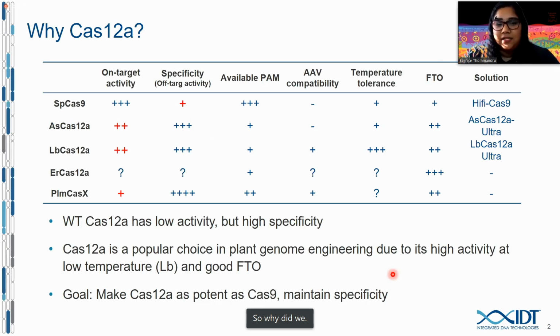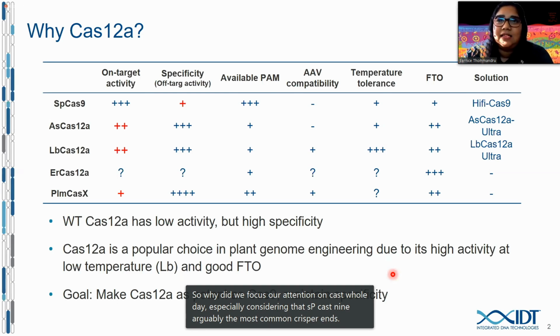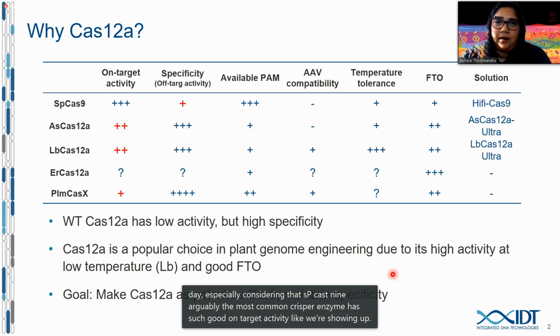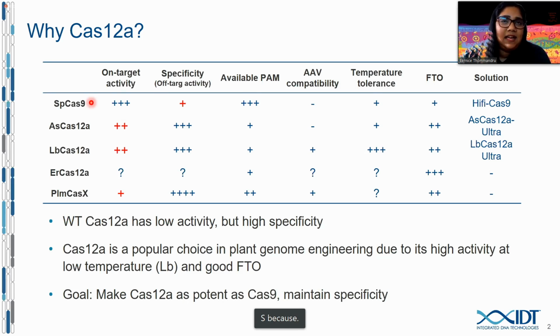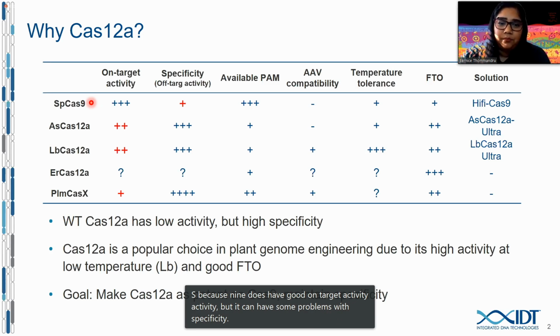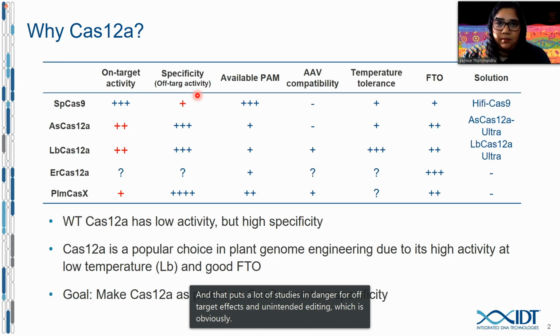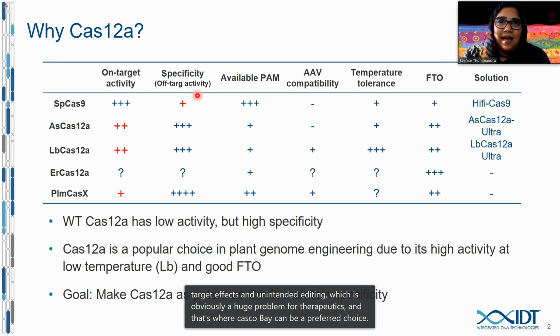So why did we focus our attention on Cas12a, especially considering that SpCas9, arguably the most common CRISPR enzyme, has such good on-target activity, like we're showing in this table here? Well, as several people have alluded to all day, SpCas9 does have good on-target activity, but it can have some problems with specificity. And that puts a lot of studies in danger for off-target effects and unintended editing, which is obviously a huge problem for therapeutics. And that's where Cas12a can be a preferred choice, since it has intrinsically high specificity.